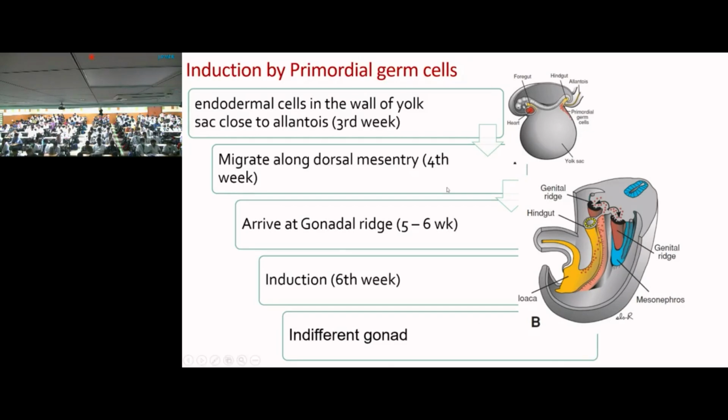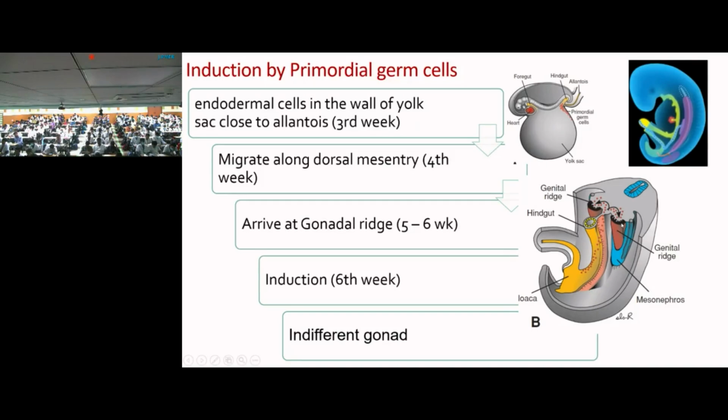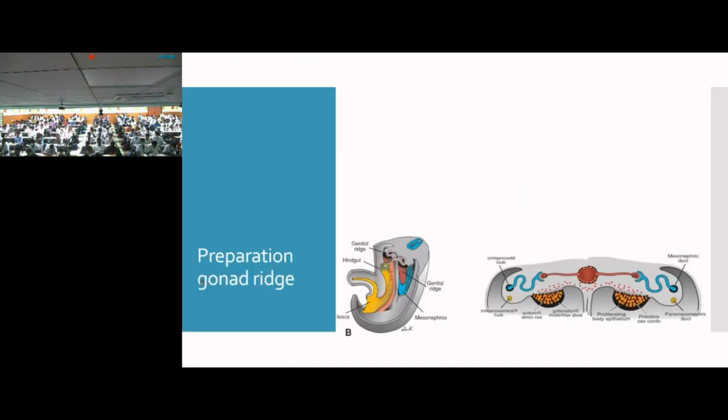So the stage until the 6th week of fertilization is the indifferent gonad. Until the stage of indifferent gonad, this gonadal ridge is forming and the primordial germ cells are migrating. So these two things are happening, and still we are not sure whether this gonad is going to be a male or a female.